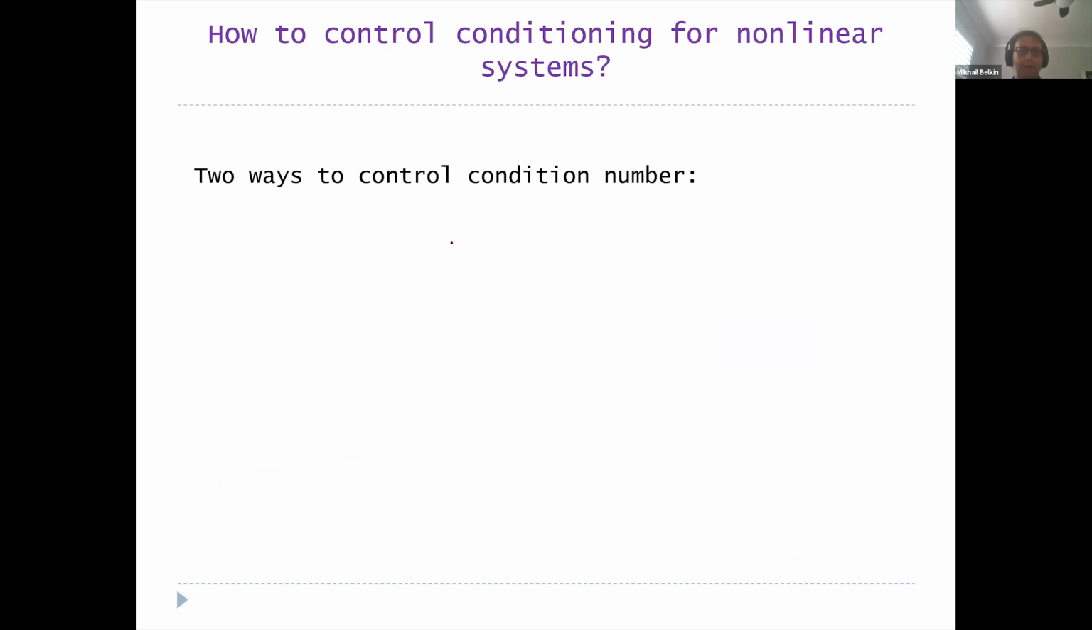Now, how do you control the condition number? So this is an intuition for why tangent kernels should be well conditioned. That of course is not enough, right? You cannot just say, oh, okay, they should be. Well, great, but how do you actually show that? You can think that there are two ways to control the condition number.